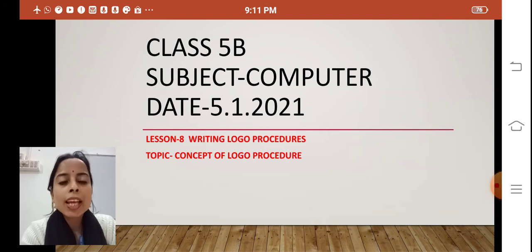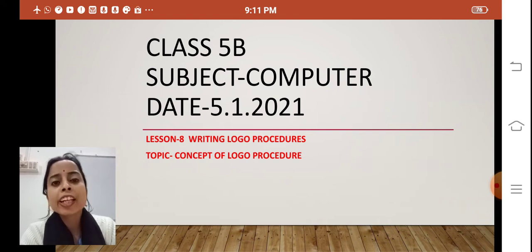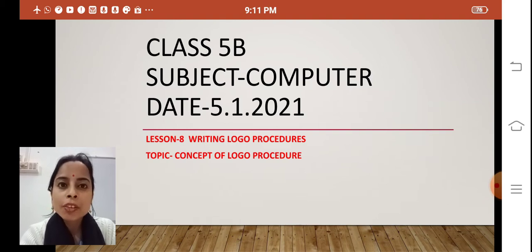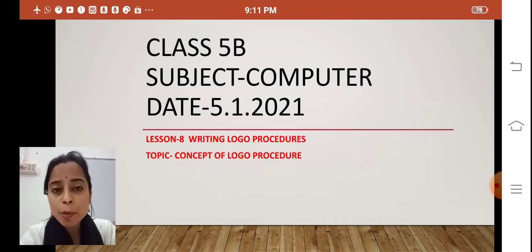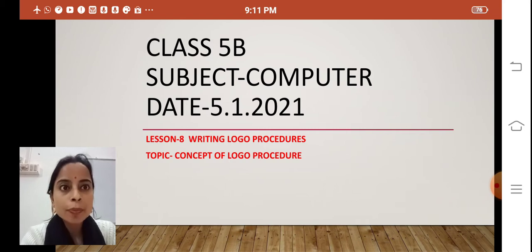So students, in today's class, we are going to start a new lesson called Writing Logo Procedure, right? And the topic which we are going to learn is the concept of logo procedure. In class 4, you have already learned about logo. Yes or no? Introduction of logo. So, what is logo? Logo is a computer programming language. Clear? Full form of logo? Logic oriented, graphic oriented. Now here we are going to learn about the procedure. Okay, concept of logo procedure.